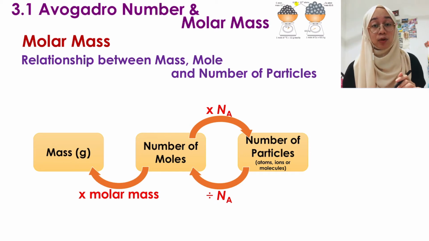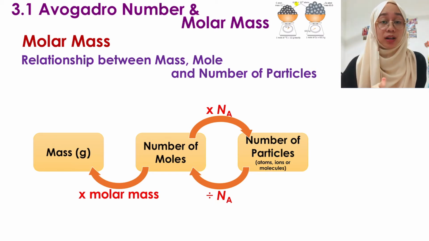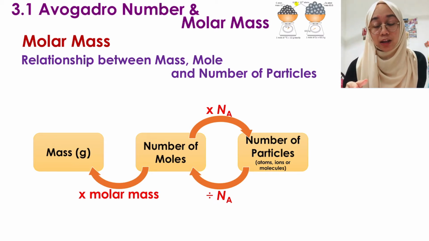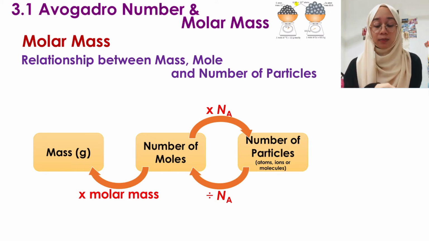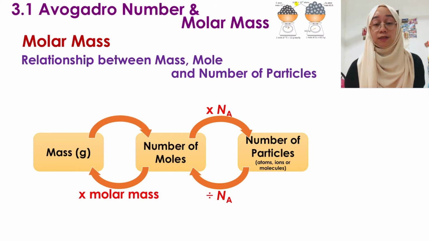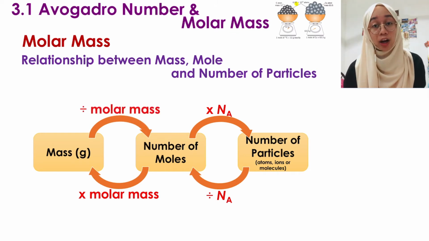So macam mana nak cari molar mass ni? You can always use the RAM table. Okay, always use the RAM table, because after all, molar mass, the numerical value is always the same with the relative molecular mass and also relative atomic mass. Okay, and then if you are given a mass, you want to look for the number of mole, then just divide it with the molar mass lah.